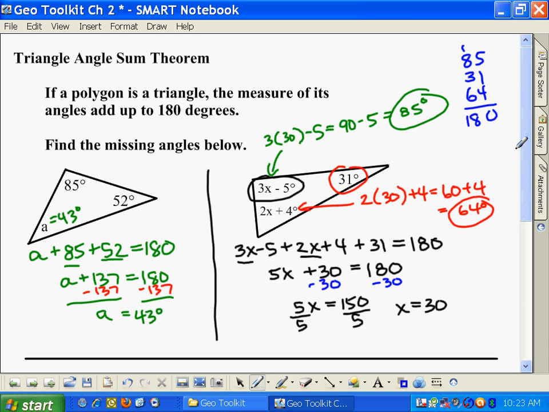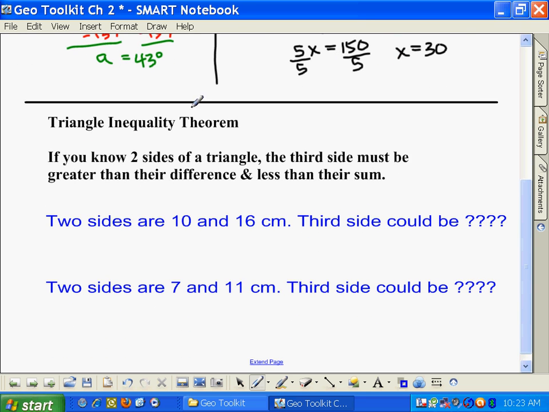Now, at the bottom, about halfway down the page or so, you can go ahead and draw a line, and there's a second main idea. This main idea is called the Triangle Inequality Theorem. Basically this is how it works. If you know two sides of a triangle, the third side has to be between certain numbers. It has to be greater than their difference and less than their sum. In class, I can show you how this all works, but for now, let's just take that on faith.